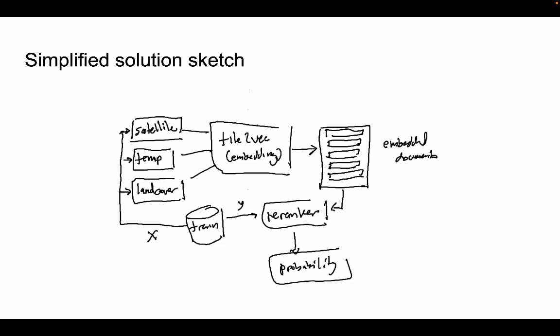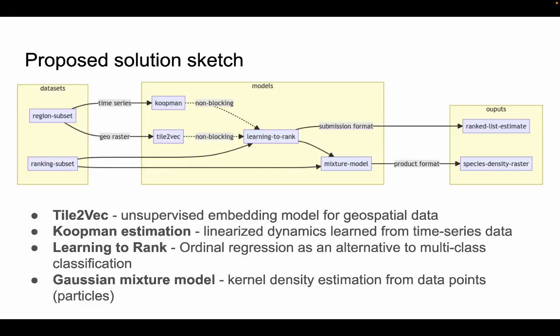We take a space that has semantic meaning for the task in the domain. We embed those, and then we build some sort of classifier or ranker to get probabilities of a species occurring at a specific location. The proposed pipeline of different techniques is shown here. And so there are a couple of techniques at the beginning of the semester that I really wanted to take a look at. First was Tile2Vec, which is an unsupervised embedding for geospatial data.